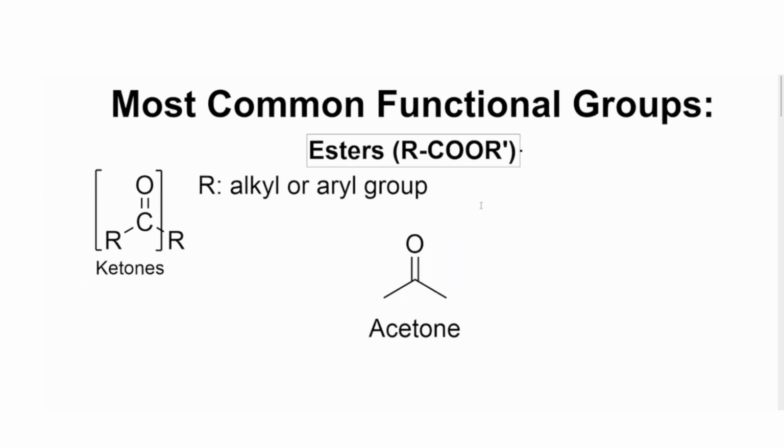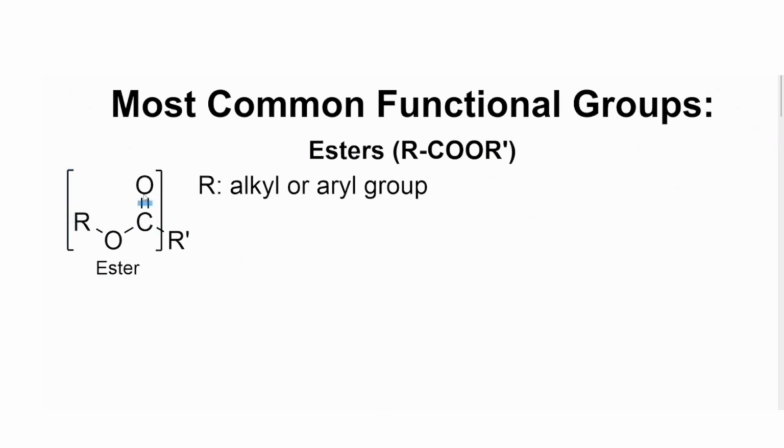Esters are next, with the general formula RCOOR'. Esters contain a carbonyl group, C=O, adjacent to an ether linkage, OR. They are less polar than carboxylic acids and alcohols, making them good solvents for organic reactions, with the most common being ethyl acetate. Next are anhydrides.